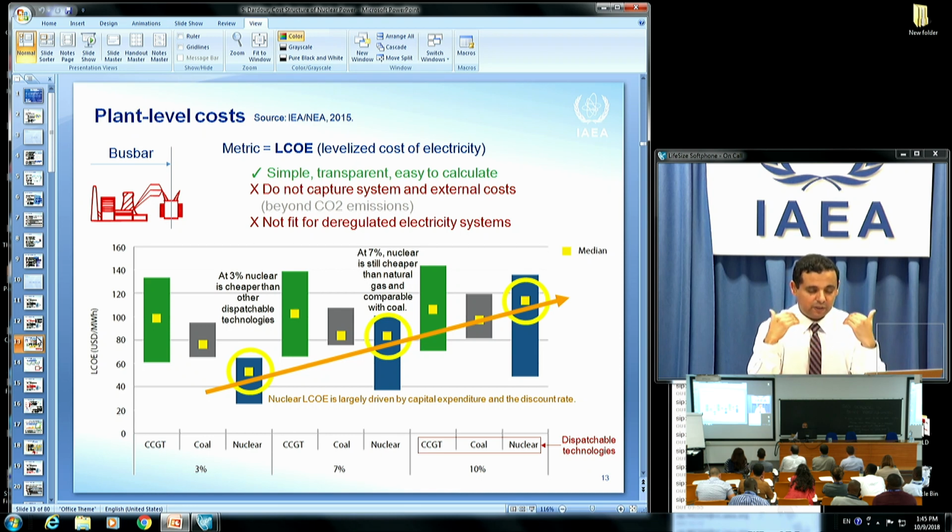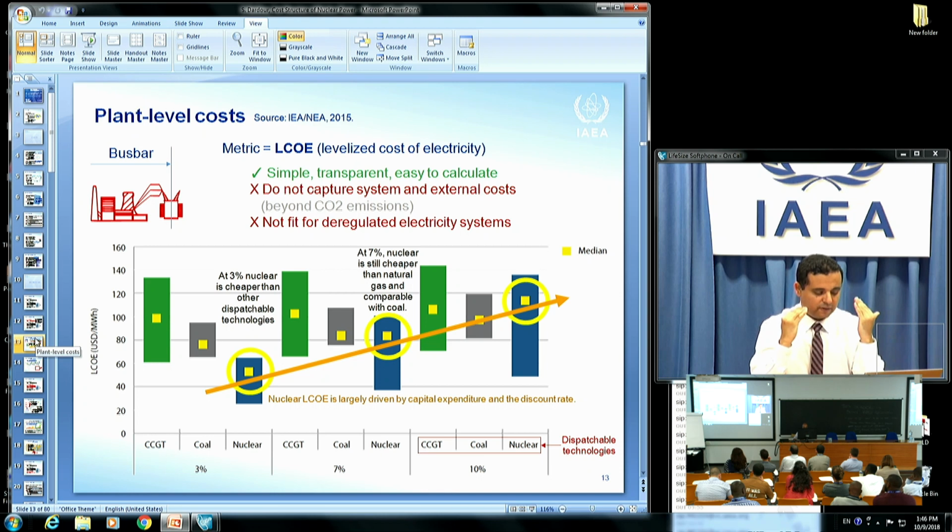LCOE is a metric that is very simple, pretty straightforward to use, transparent, and easy to calculate. Everybody can calculate an LCOE from a number of basic inputs. It captures plant level costs, but it doesn't capture external costs beyond the level of the plant. What this figure shows is that the LCOE for nuclear is one of the lowest. So this is one conclusion.